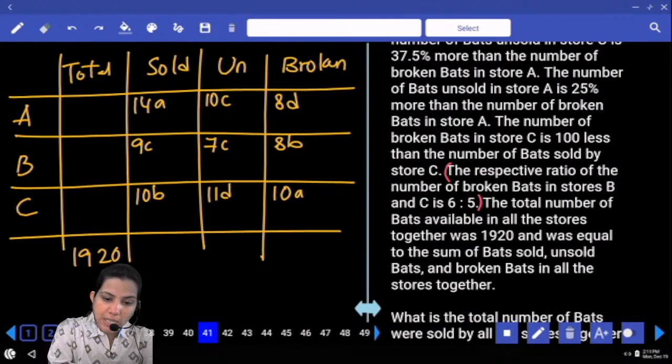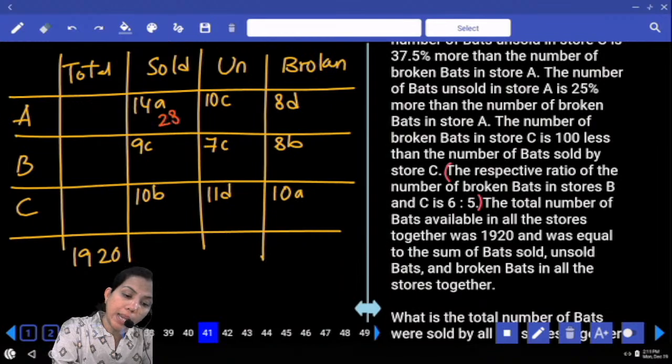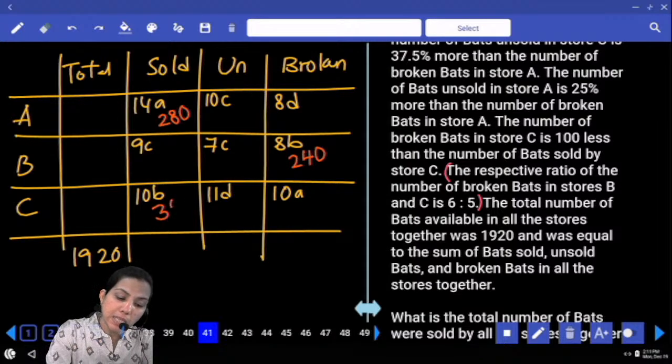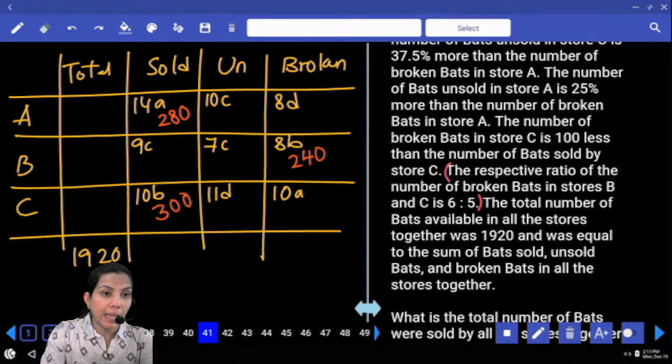What is here? In the first one there is no B, no A. Okay, A is there, right? What is A value? 20. So it is 280. And the next, 8B means it is 240. It is 10B, it is 300. And 10A, 10A value is 200. So these are the values.